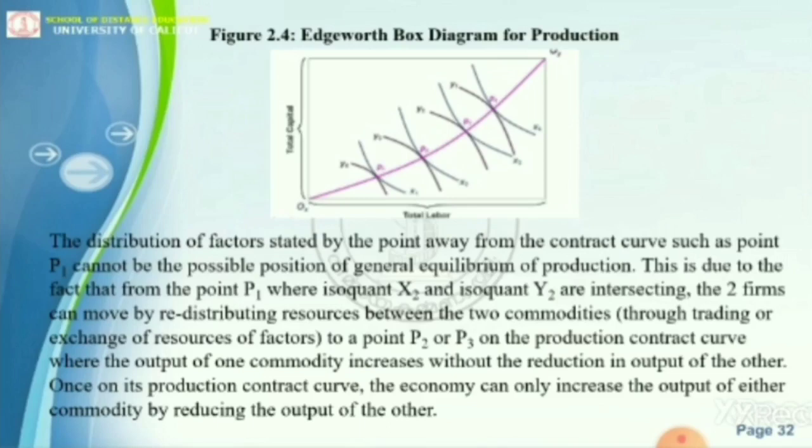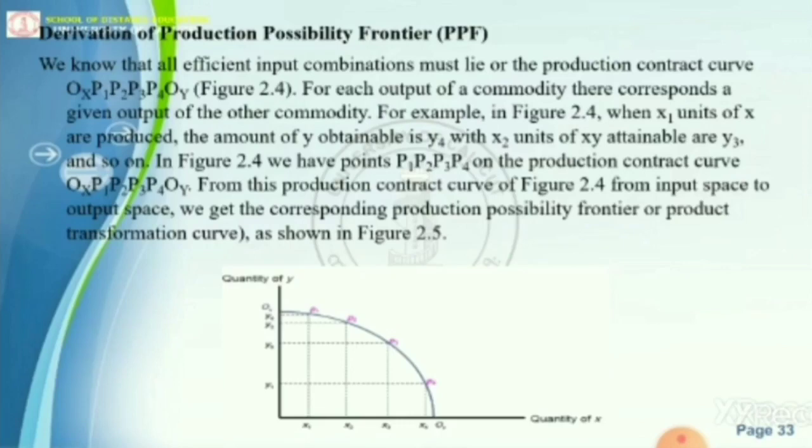Once on its production contract curve, the economy can only increase the output of either commodity by reducing the output of the other. Then the derivation of the production possibility frontier, PPF. You are also familiar with PPF. We must have studied it. It is the area that shows how much resource is needed to produce a commodity, using all the resources in an economy, that we can see in the PPF. It is called the production possibility frontier, or you may have studied it as PPC, the production possibility curve.